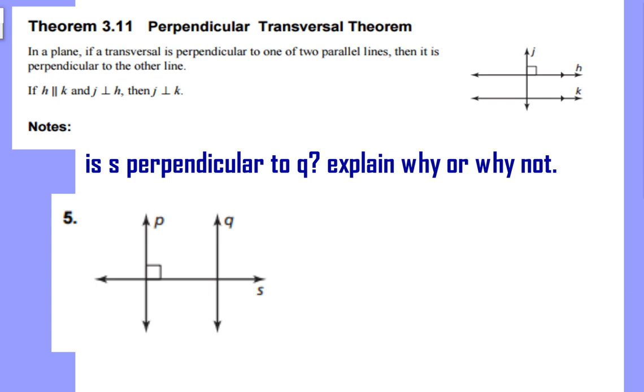If a transversal is perpendicular to one of two parallel lines, H and K are parallel to one another. J is our transversal. If J is already perpendicular to H, the only way that this is going to happen is if it's also going to be perpendicular to K. So if J is perpendicular to H and K are parallel, then J will also be perpendicular to K.